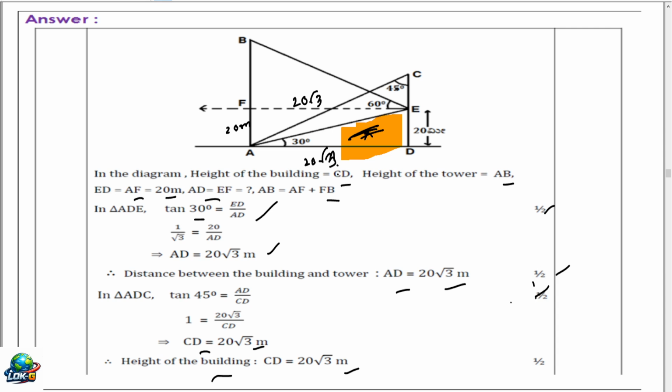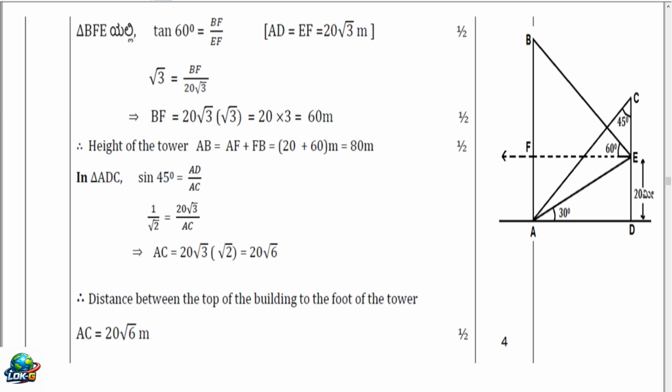For this, half mark for using the trigonometric ratio, half mark for writing this. Observe, for every step there will be marks. If you skip the step, you lose the marks. Next one is in triangle BFE. Where is the triangle BFE? Yes, BFE.